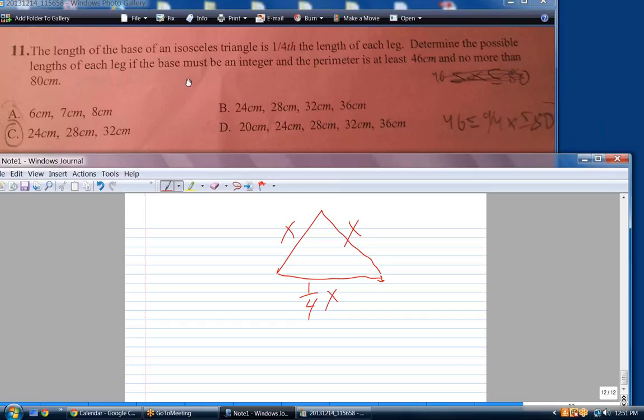Wow, I'm not sure I even understand this question. Determine the possible lengths of each leg if the base must be an integer and the perimeter is at least 46 centimeters and no more than 80. Guess that rules out A.